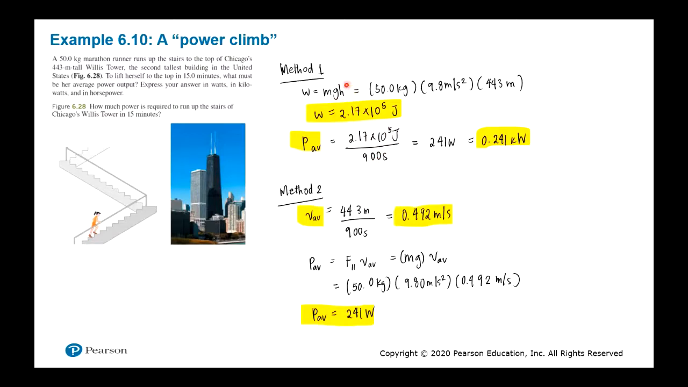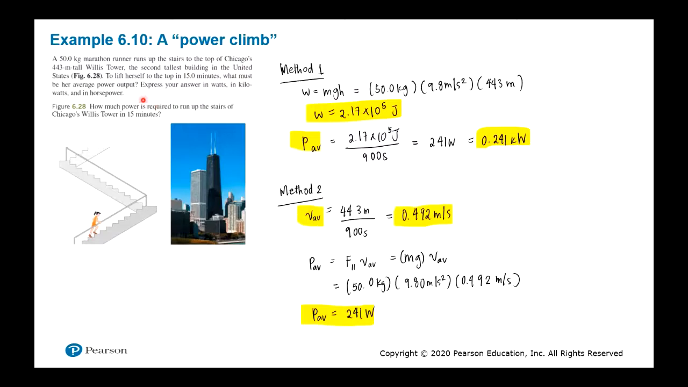And how come we only considered the work after the runner moves? This is again because she was stationary at first. So that means the work before she started to move is zero, and also the time before she moved is zero. So that is why we have this. 900 seconds, how did you get that? That is because we converted this into seconds, which is just 900 seconds, okay? And that is how you get 0.241 kilowatts. I will leave it up to you to convert it to horsepower, okay? So try that out.